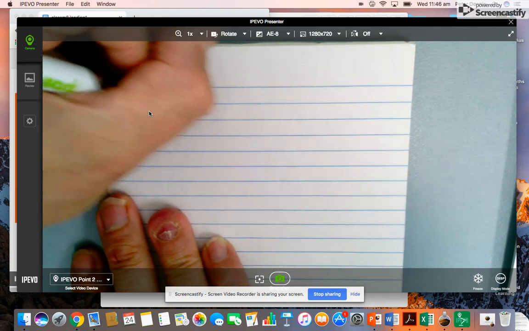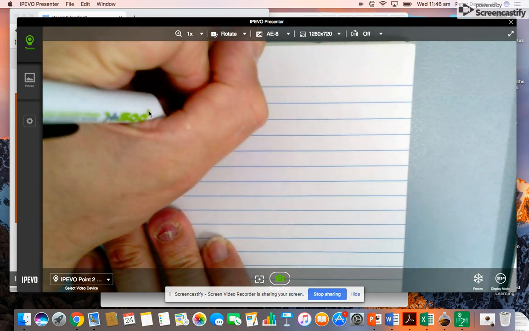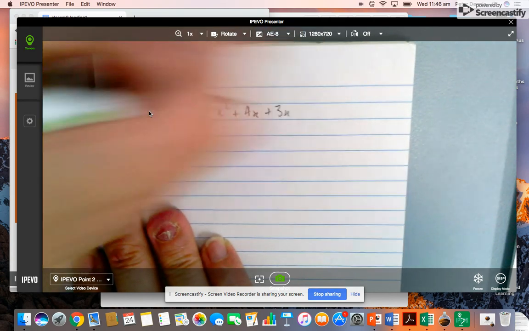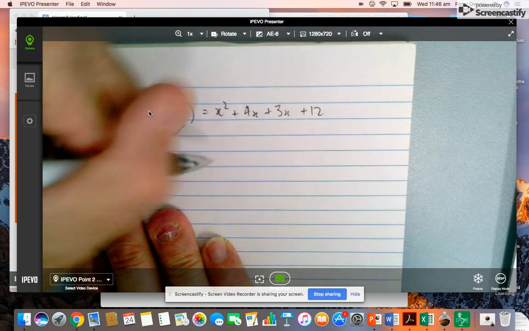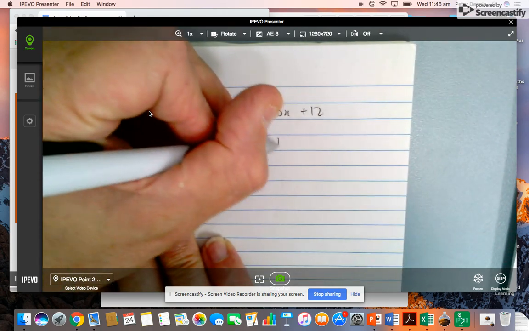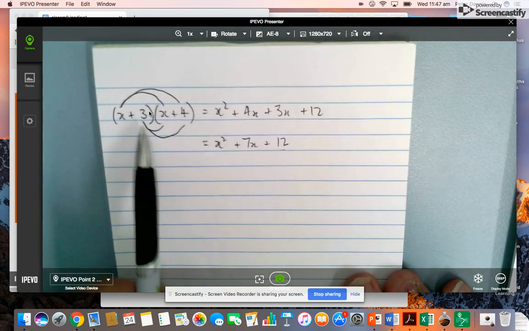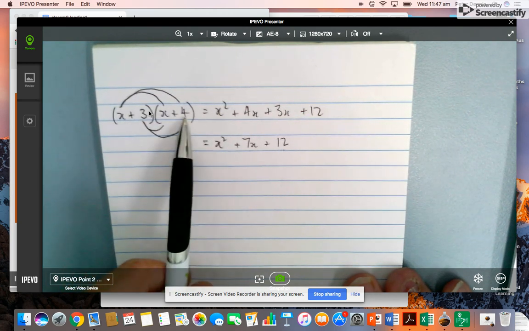So we get x squared plus 4x plus 3x plus 12. And so what we end up with is x squared plus 7x plus 12. And what you should notice is that this 12 is just 3 times 4. And this 7 is 3 plus 4.